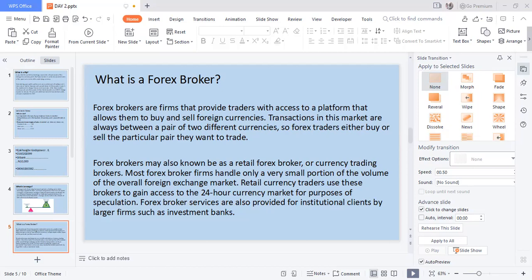I can't see your screen. Oh, you can't see my screen? Oh, sorry. I'm only seeing what is a forex broker. That's the only thing I'm seeing.